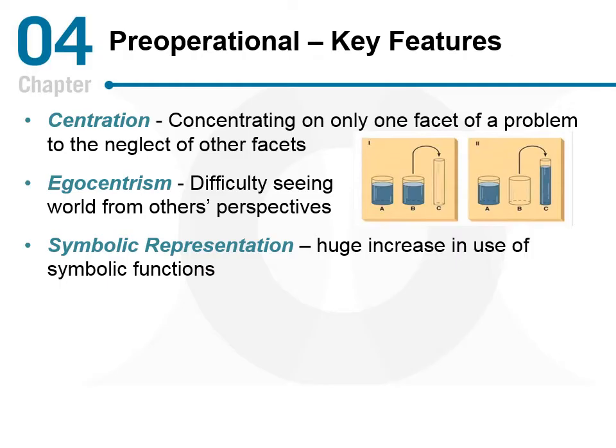The next thing he talks about is symbolic representation. Now, this is really kind of the big thing. Early preoperational period is marked by this dramatic increase in the child's use of symbol functions. And when we talk about symbols, we're not just talking about shapes and sizes, but understand that words are symbols. Objects are symbols. When we use one thing to stand for something else, that's a symbol.